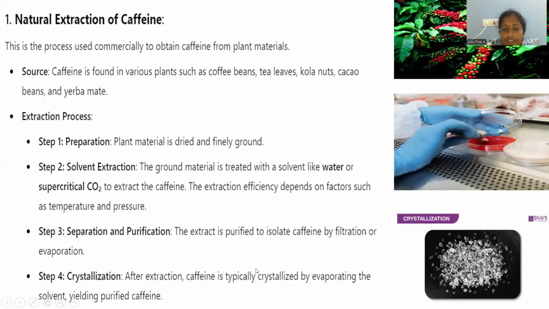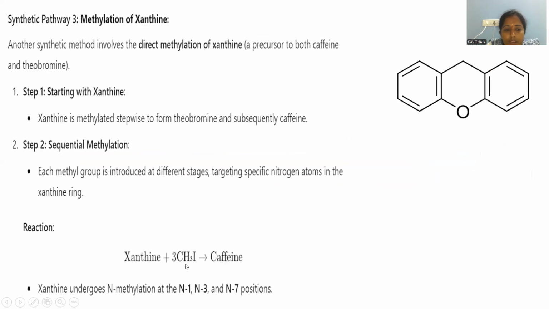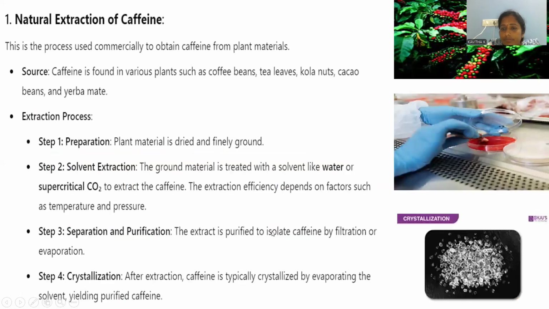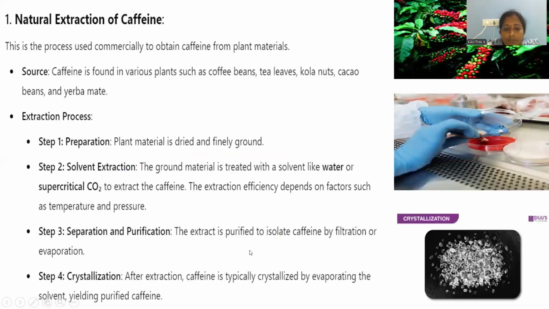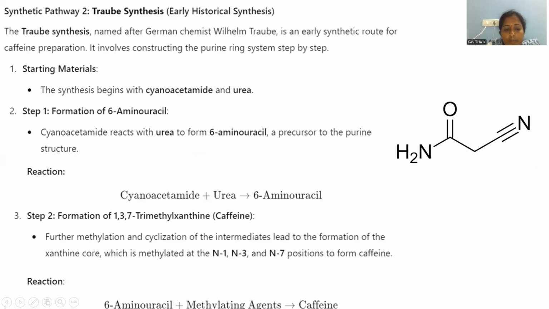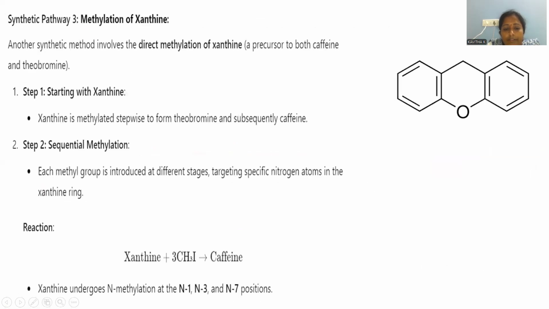how many methylations do we require? Three methylations. Three moles of methyl iodide are required, so that this blue shaded part will be alkylated at the N1 position, and this is called the N3 position, and this is called the N7 position. So N1, N3 and N7 positions got alkylated upon xanthine. This is the one started with xanthine.